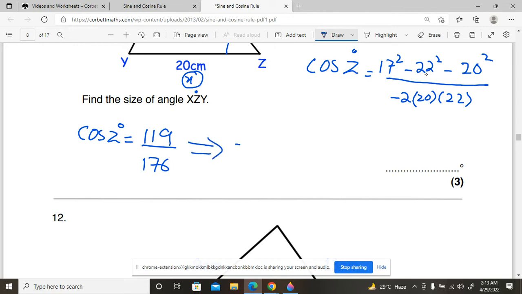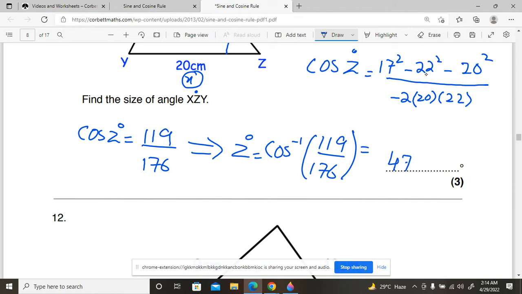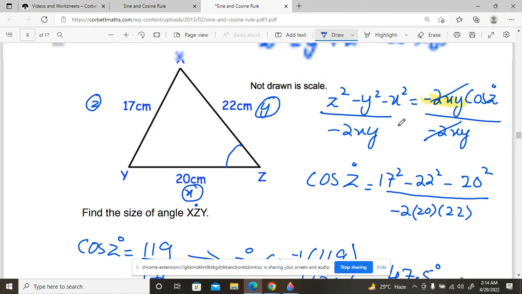So the next step is z equals cos inverse of the bracket 119 divided by 176 bracket close. So shift and cos inverse, press the answer button, or you can type the answer again, equals. 47.45 is the answer according to the calculator, but I have to give it to one decimal place: 47.5 degrees. So this was all about this.